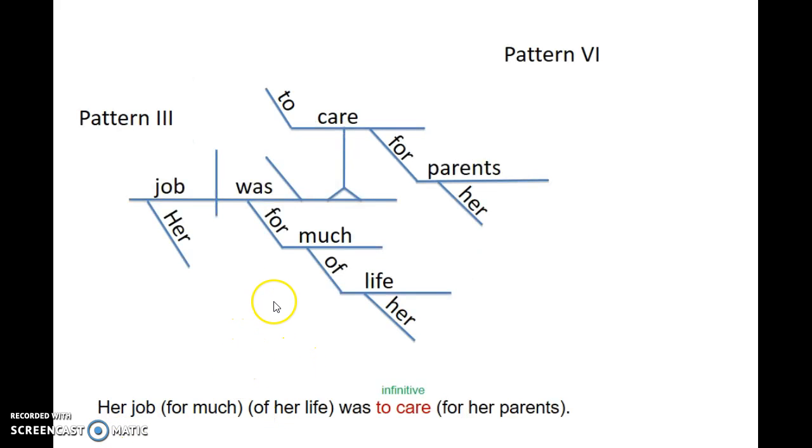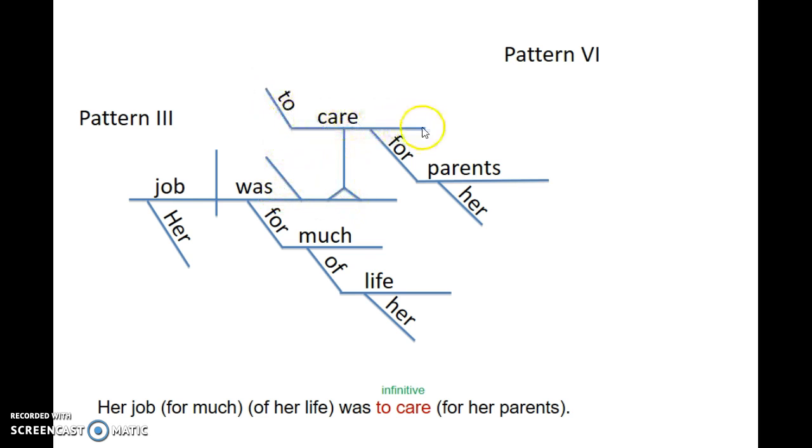Her job was to care. This shows that if you can kind of isolate those prepositional phrases, it makes it much easier. Job is subject, was is our be verb, and it's followed by an infinitive. Was what? Was to care. So this is functioning as the subjective complement. Noun. So the noun structure goes up on that pedestal.